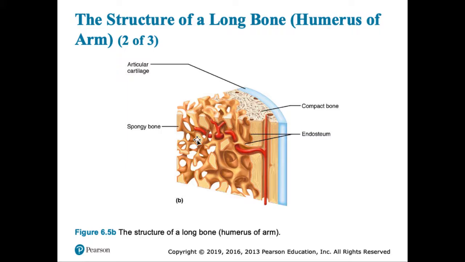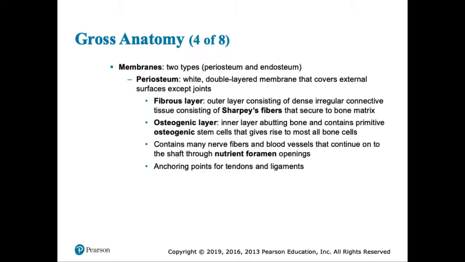You do see blood vessels that come through that as well, and some of that articular cartilage that is lining that area. So there are membranes associated with that. There are two types, the periosteum and the endosteum, which we've mentioned already. The periosteum is a white double-layered membrane that covers the external surfaces except for the joints.